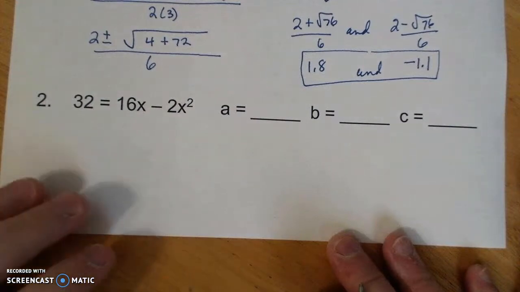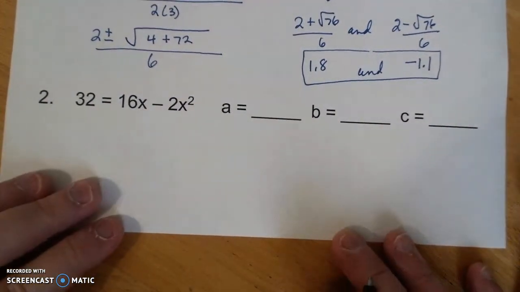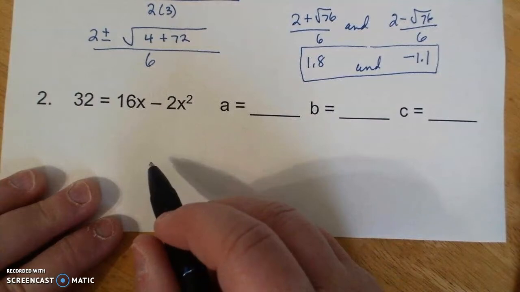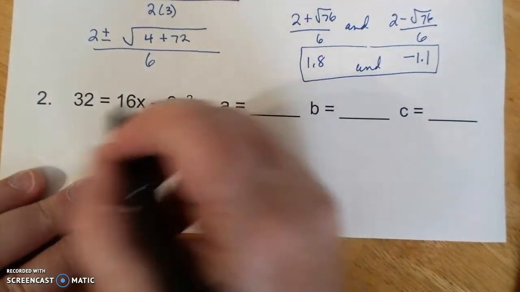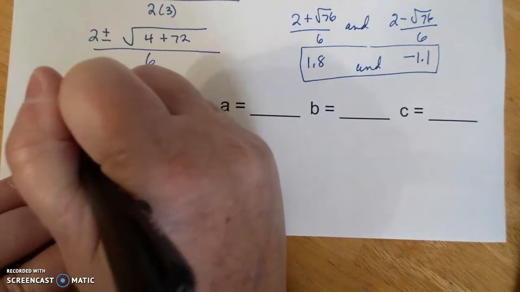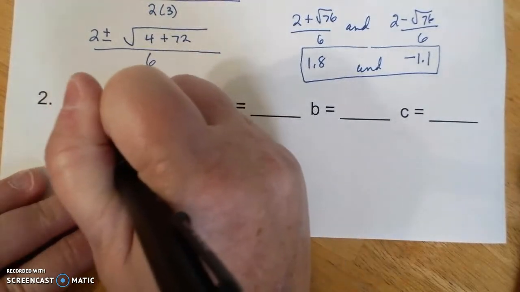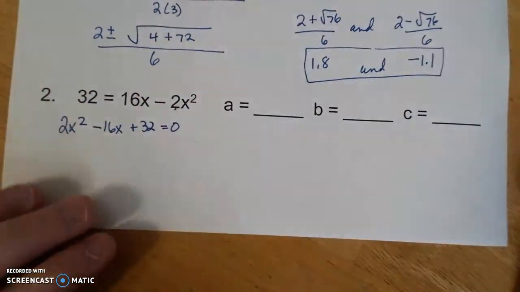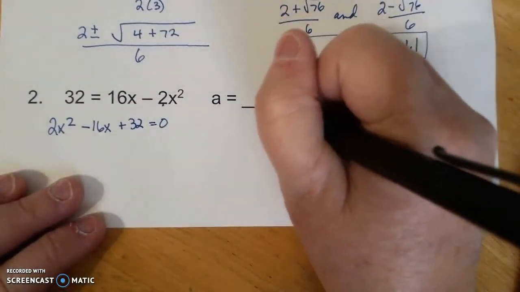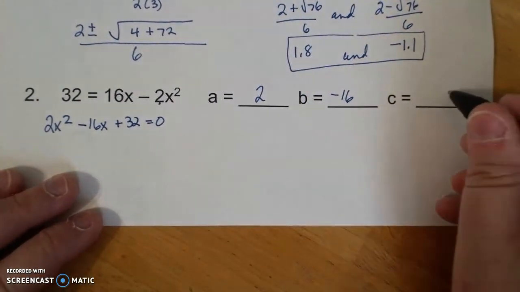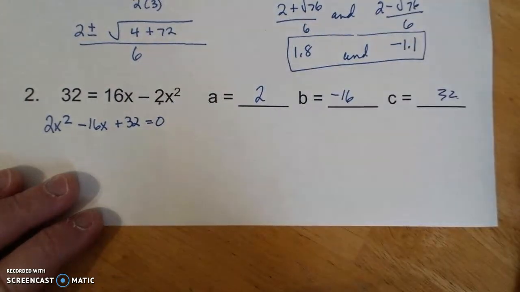First thing I need to do is set the equation equal to 0 and put it in the right place. So I'm going to leave this as a positive. So I'm going to pull everything this way. 2x squared minus 16x plus 32 equals 0. My a is 2. My b is negative 16. My c is 32.